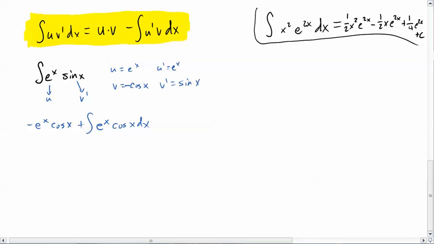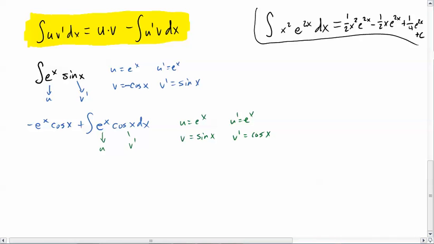Alright, so obviously you say, that got you nowhere. Okay, well, watch this. We're going to do it again. So step 2, again, we're going to make e to the x u. We're going to make cosine of x v prime. So I've got u equals e to the x. U prime, of course, is still e to the x. V prime is cosine of x. So v is sine of x, right? The derivative of sine is cosine. So that should make sense.